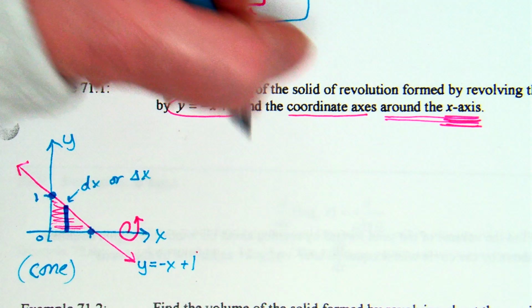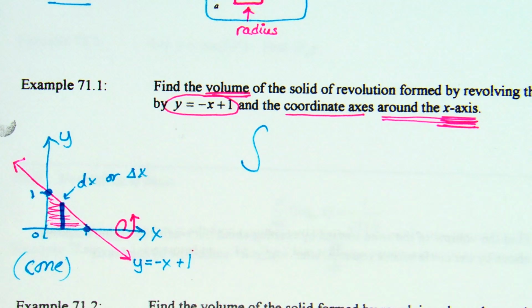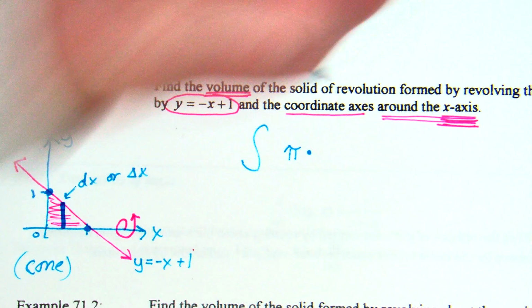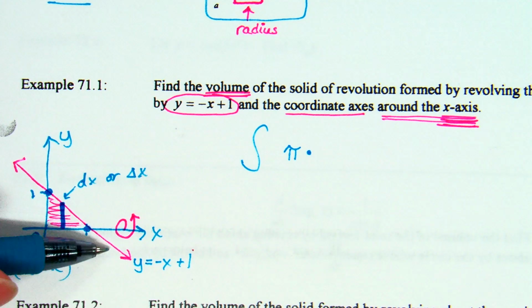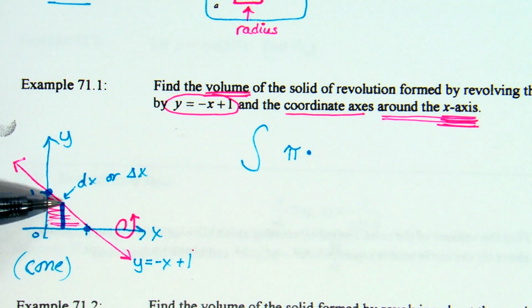Okay, so my integral, first of all, is always going to start with a pi times, okay, it's the radius squared. However, the radius of this cone is the same as the distance from the x-axis to our line, our graph. And so that graph is our radius. So f of x, or in other words, y equals negative x plus 1, is our radius.